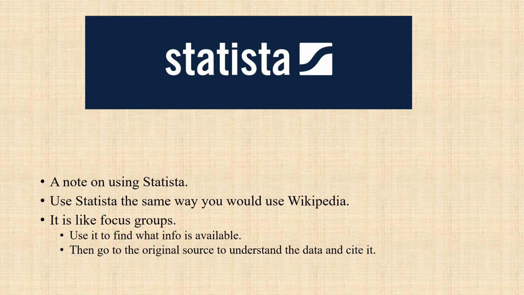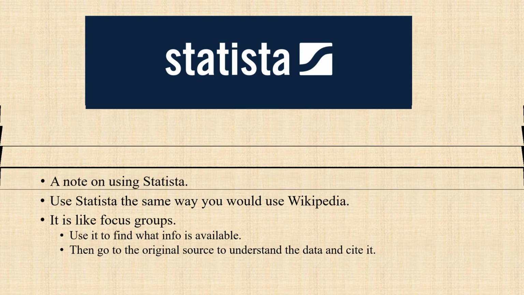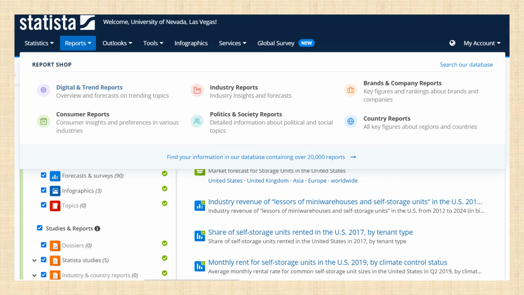And that is, you use it like a focus group. You use it to find what information is available. Then you go to the original source to understand the data and cite it. So when you go up on the Statista, it says, welcome to University of Nevada, Las Vegas. You design your own account and you get in and you can find information.